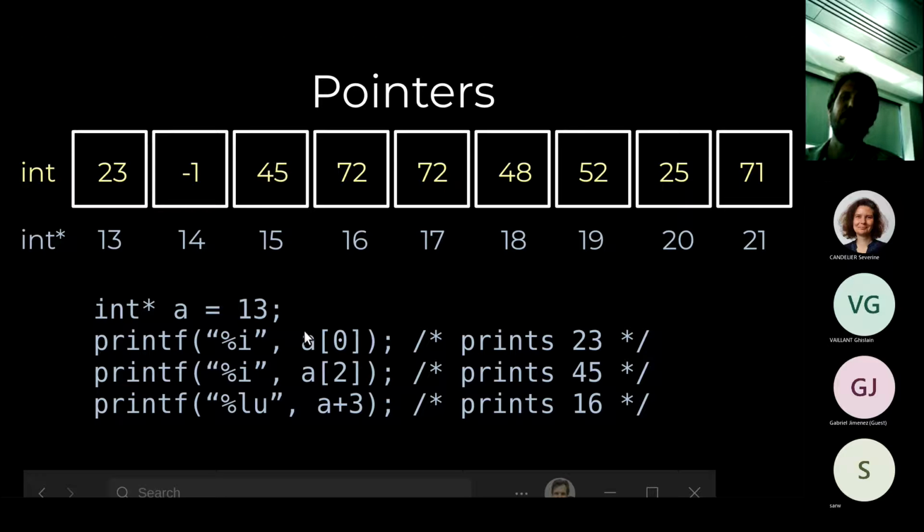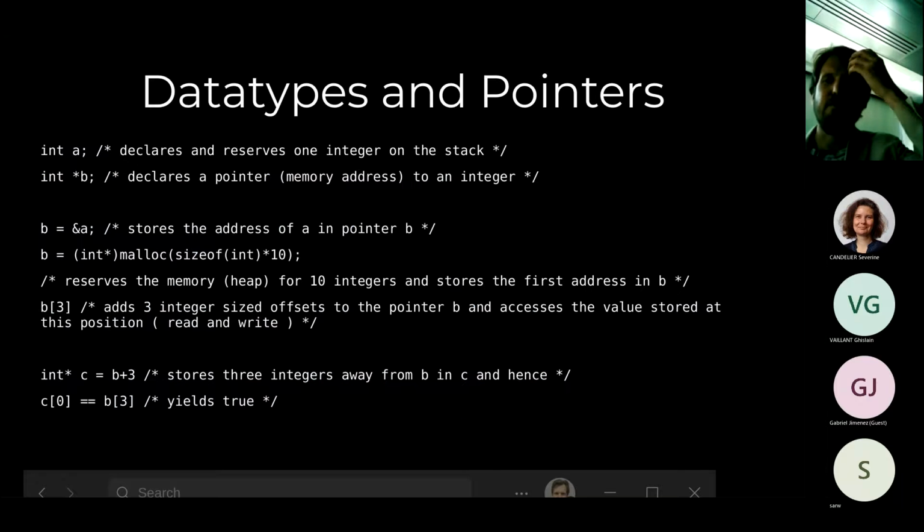And then I can also increment the pointer. So I can say, what is the pointer plus 3? Then I get to 16. And if I put this into brackets and then a square bracket behind it with a 0, then I would get 72 out of it. That's basically all you need to know to understand this story here.